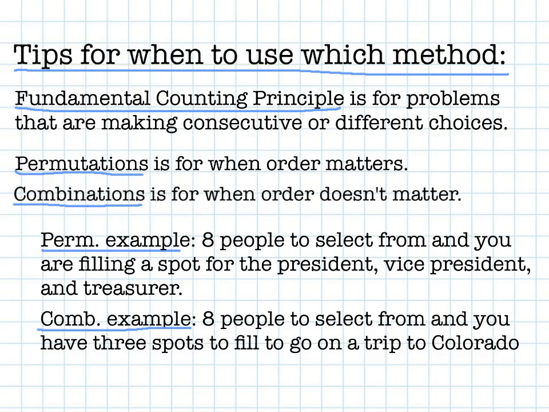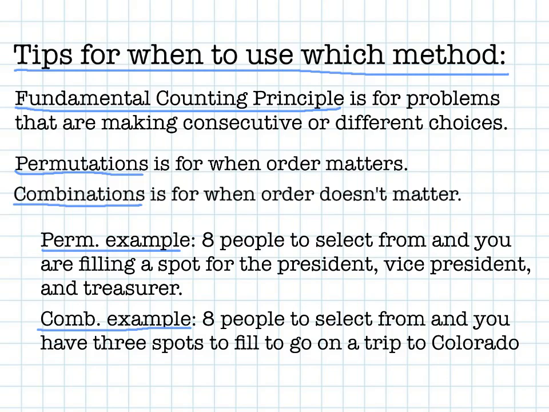I gave you 2 more examples here. The permutations example here is 8 people to select from, and you are trying to fill a spot for the president, vice president, and treasurer. So you have 3 spots, but 8 people to choose from. And it matters. So Sally being the president and Terry being the vice president is different than Terry being the president and Sally being the vice president. So those 2 things are different, so that's why order matters with that one.